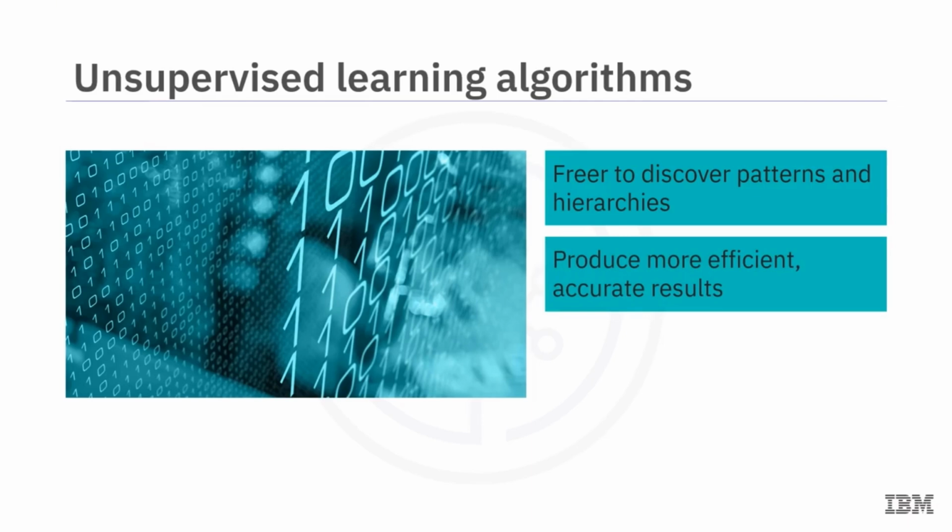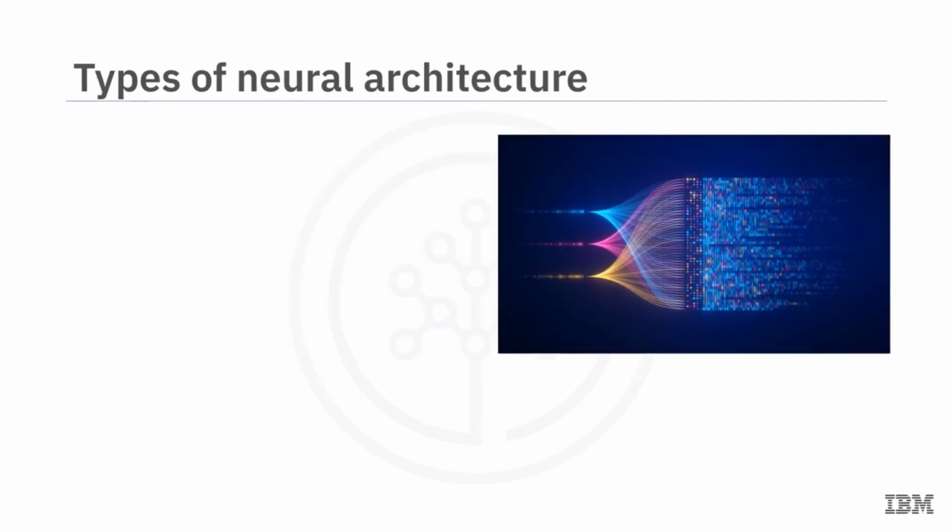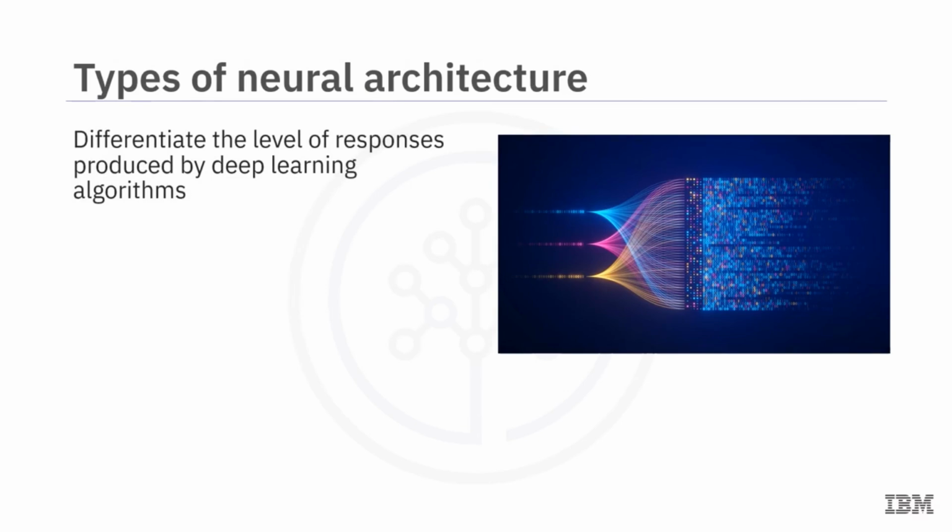This is why a deep learning algorithm's ability to produce high-quality responses largely depends on the quality of the vast dataset they are asked to explore and query. There is one other factor that can also differentiate the level of responses produced by deep learning algorithms. The neural network architecture deployed in deep learning influences the responses produced by algorithms.